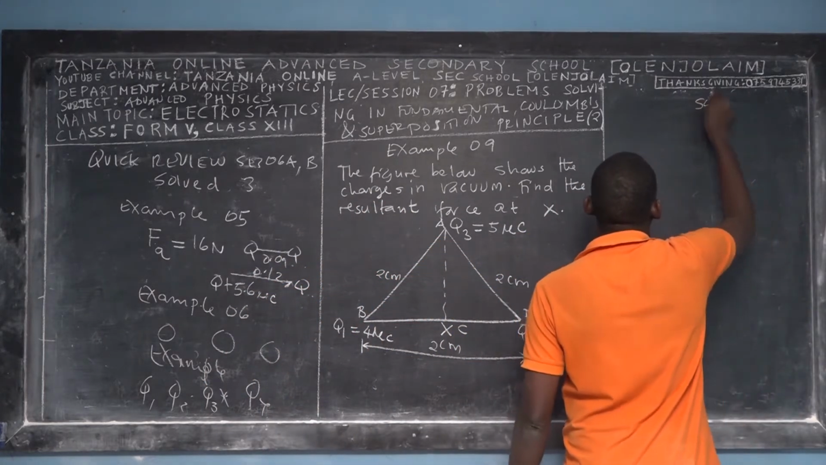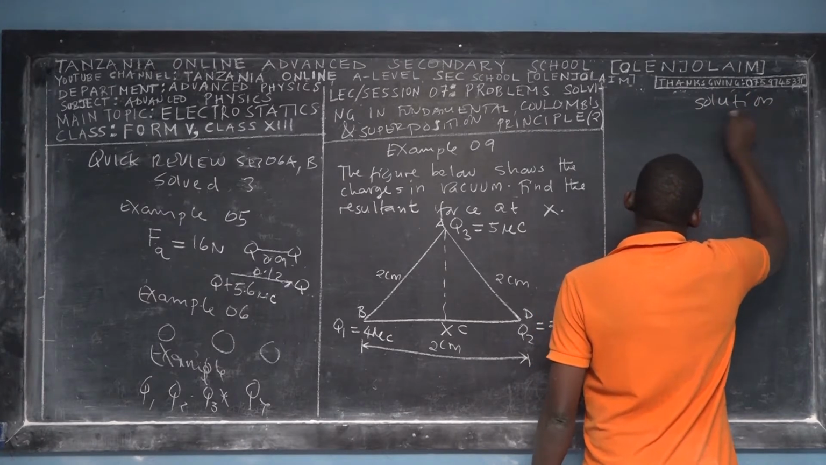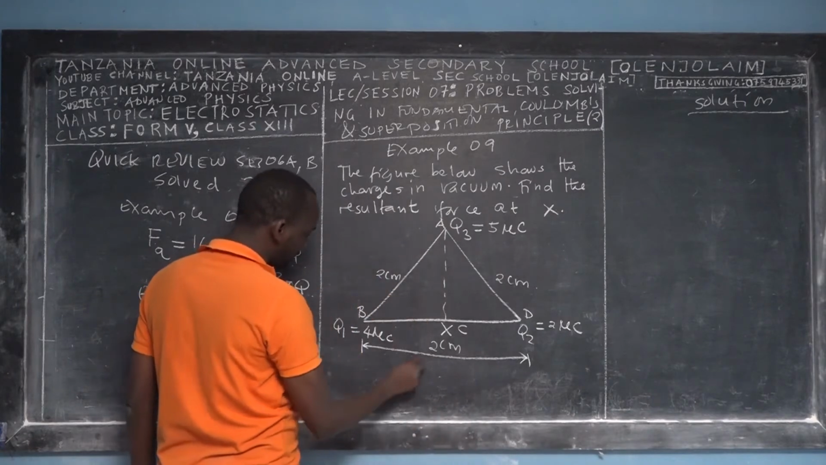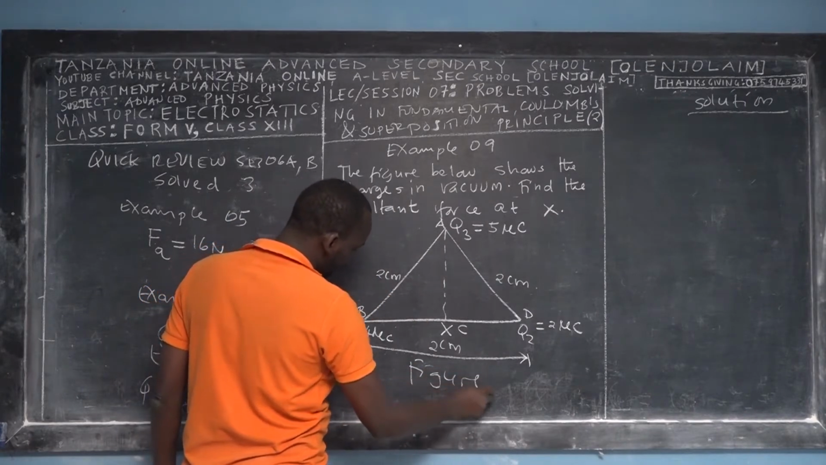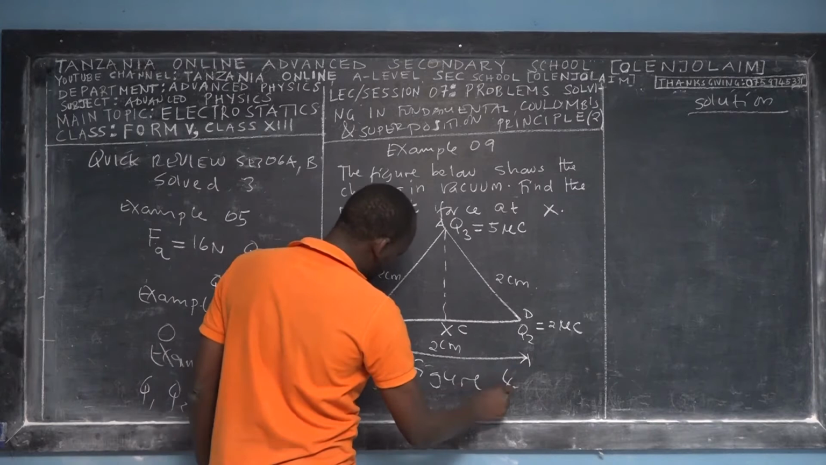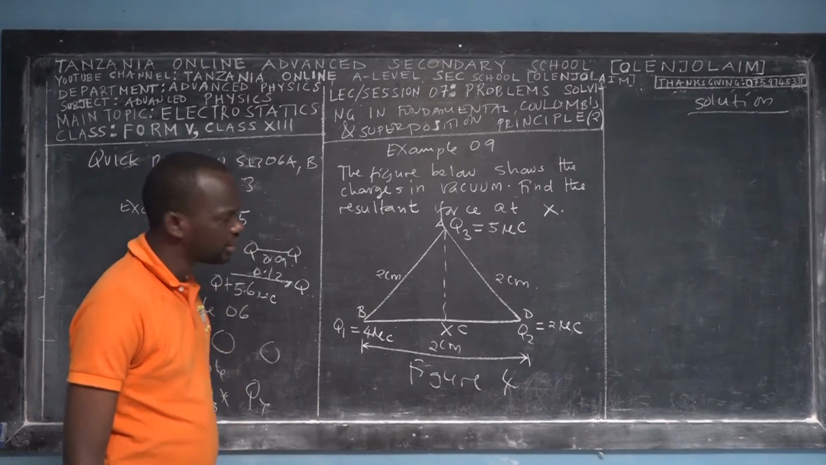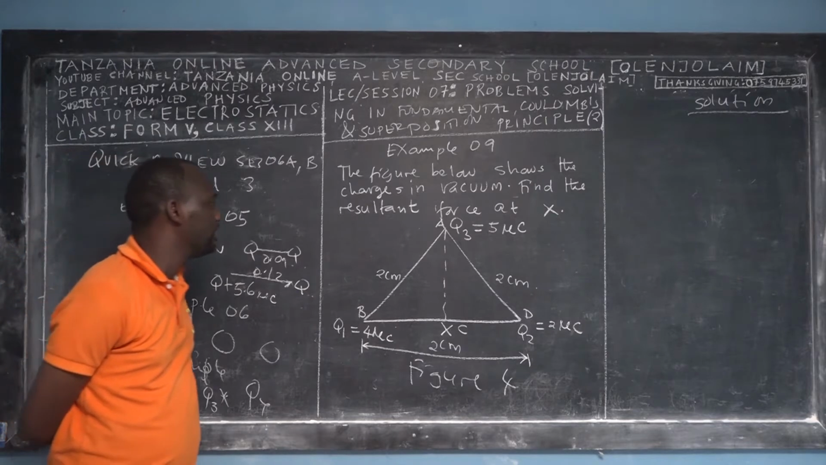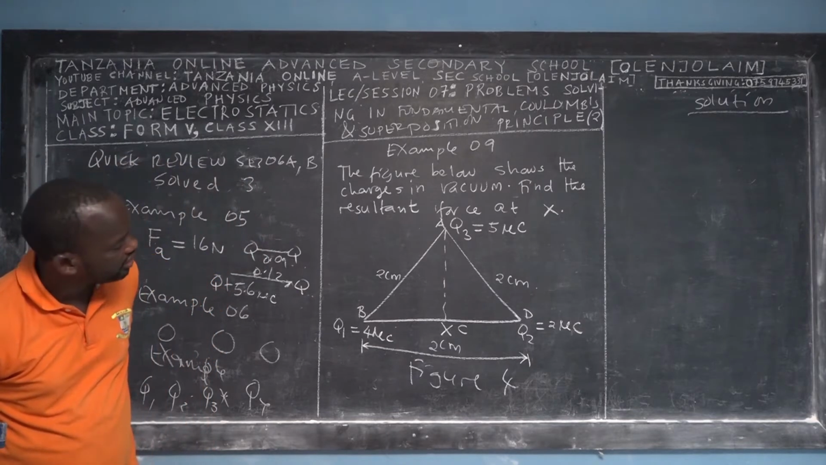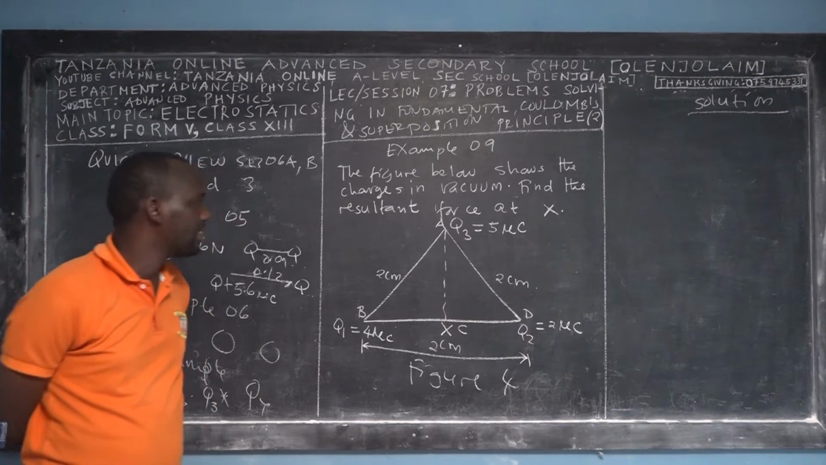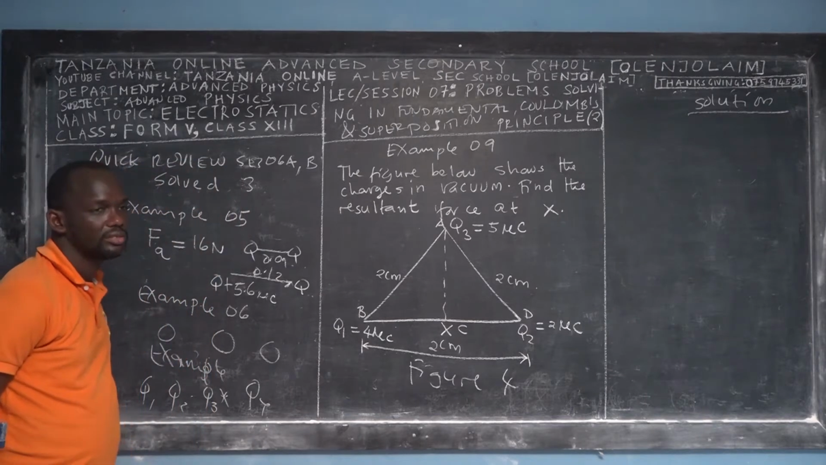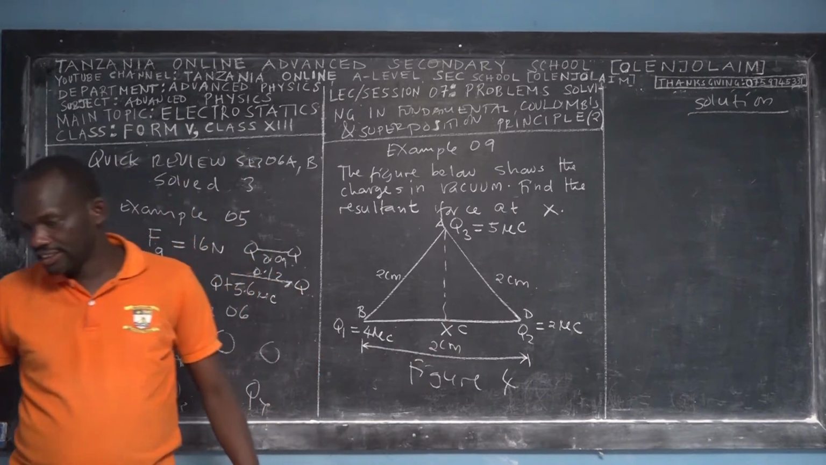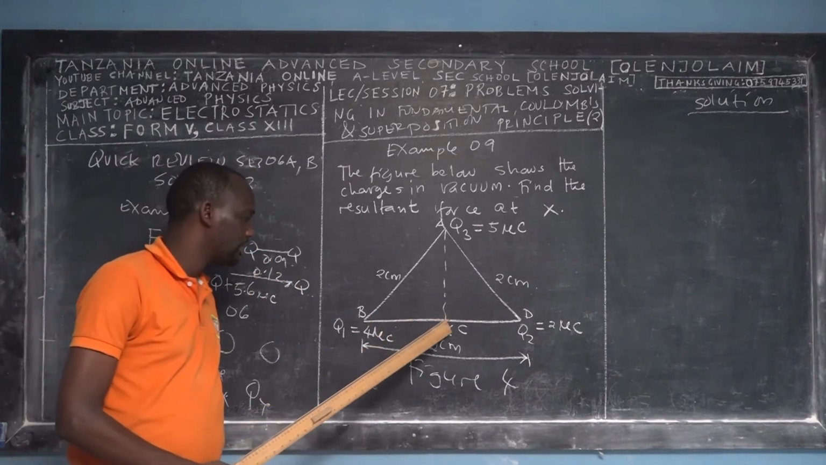Solution. So this is the problem. Maybe it is Figure 4, if I'm not mistaken. The figure below shows the charges in vacuum, so all of these charges are in vacuum. Find the resultant force at X. Where is X? This one.